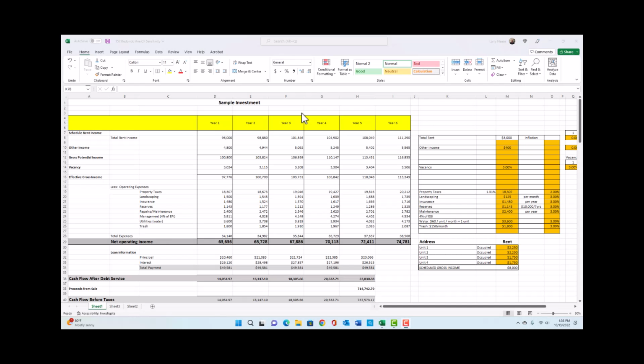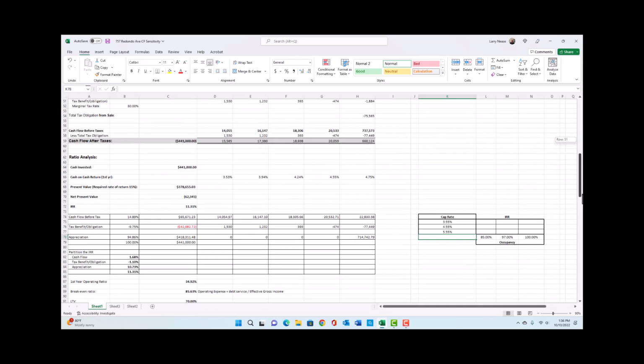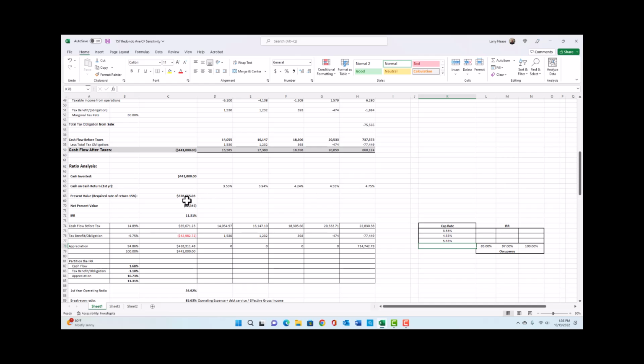Hello everyone, and welcome to my third installment of a discussion of the internal rate of return. Just to summarize quickly, we put together this investment model and then built a number of assumptions into this, and we found out that this investment would result in an internal rate of return of 11.31%. But we were interested also in looking at where is that return coming from.